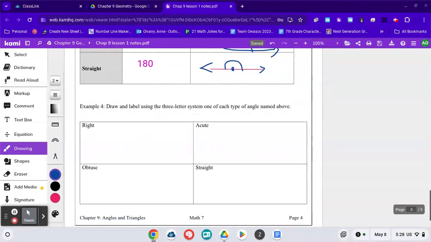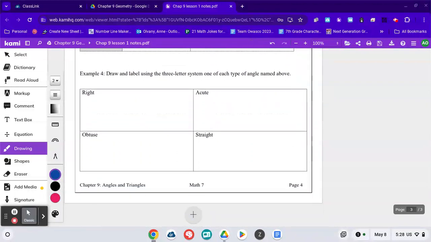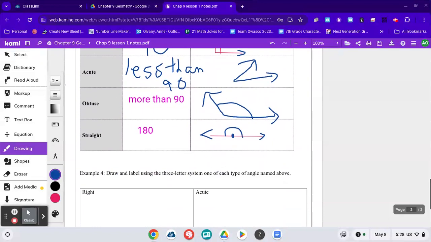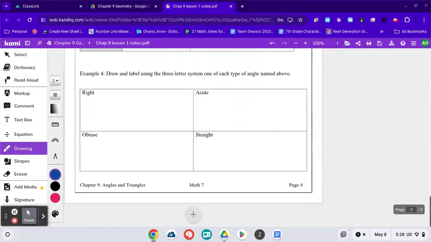Now you can spend some time playing around with that: draw and label, using the 3-letter system, one of each type of angle, and then check yourself up above. You're all going to have different looking angles with different letters. Maybe use your initials or something fun. I'm sure that your teacher can check that out. And then I'd like you to do lesson 1 practice homework. That's in your packet, lesson 1 homework.